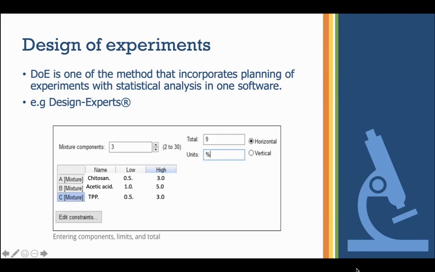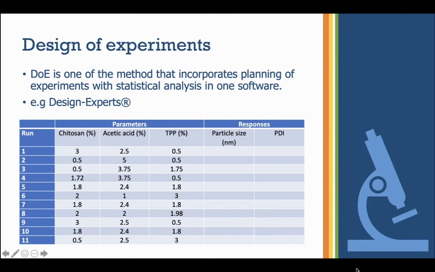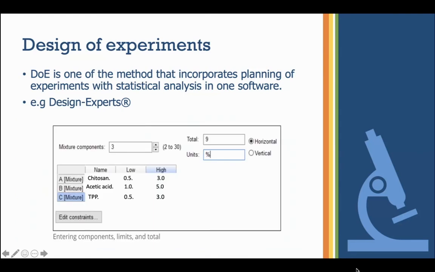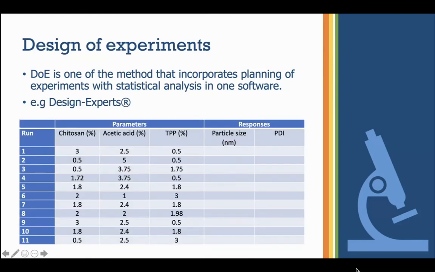So meaning from the 3 to the power of 2, from the 3 factors at 2 levels, the software helps us to generate 11 different experiments. Okay, 11 different experiments that incorporate different concentrations or different combinations of the factors.